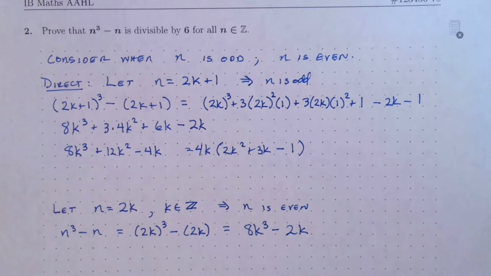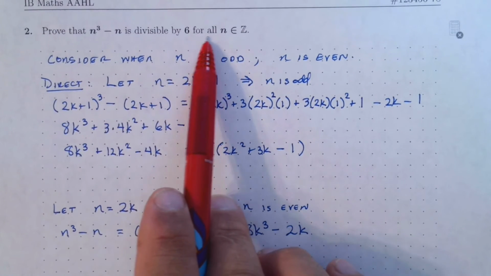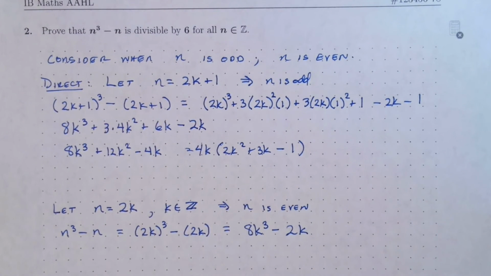Okay, so here is an example of a direct proof where we're going to talk about what happens when you set up a proof and you get stuck and how we can consider other items. So here we have a situation where we want to prove that n cubed minus n is divisible by 6 for all n where n are integers, right?